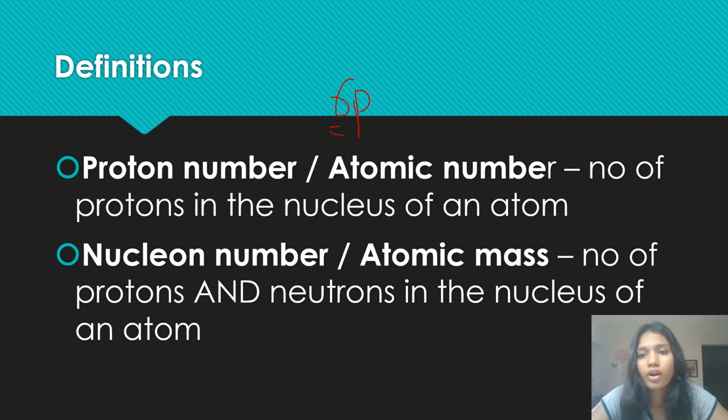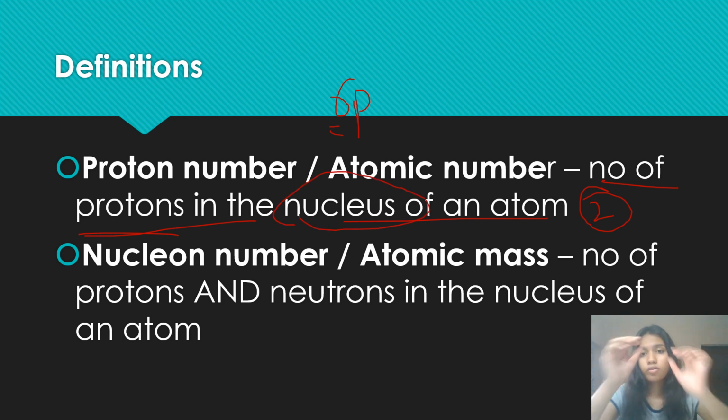So the proton number is the number of protons in the nucleus of an atom. Two keywords, number of protons, nucleus of an atom, could come for an easy 2 marks, and most people lose the second mark in the last part: nucleus of an atom. Then we have the nucleon number or the atomic mass. We'll first focus on the first easy part.